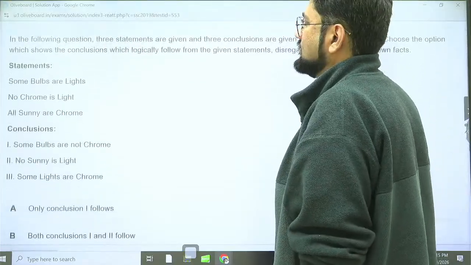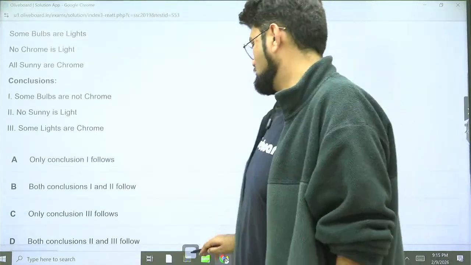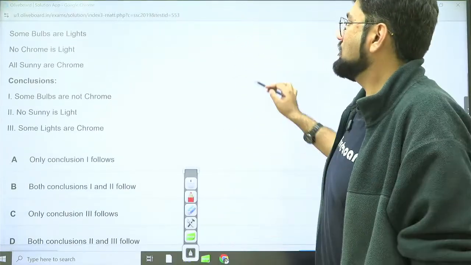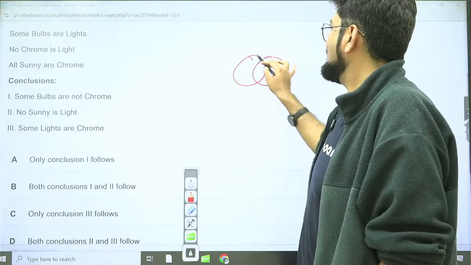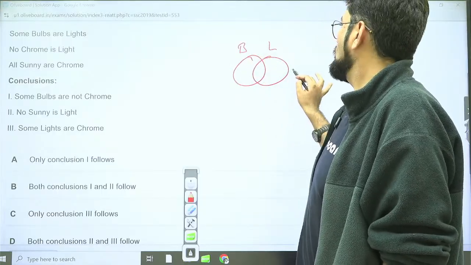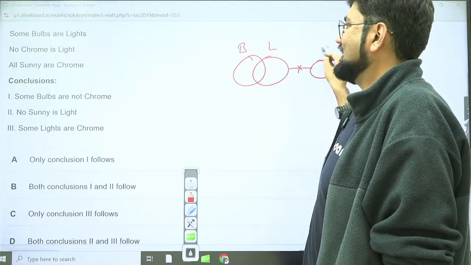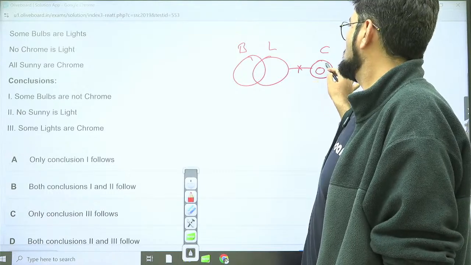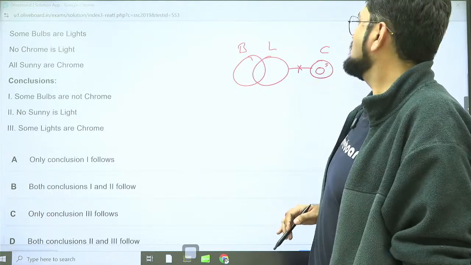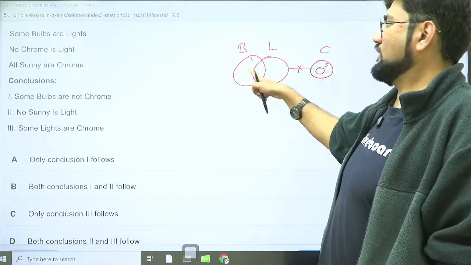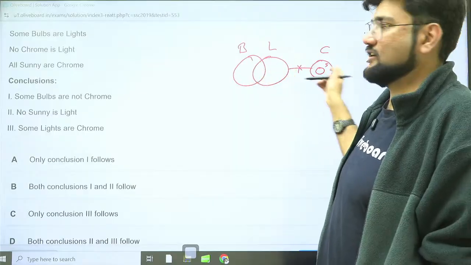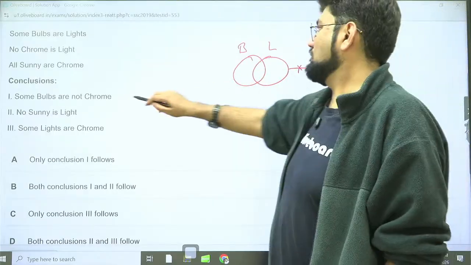Okay. Next. Syllogism. Some bulbs are lights. No chrome is light. All sunny are chrome. That's it. Some bulbs are not chrome. Can I say that? Yes, absolutely I can say that. Some bulbs are light. Lights are restricted in chrome. So some bulbs are not chrome.